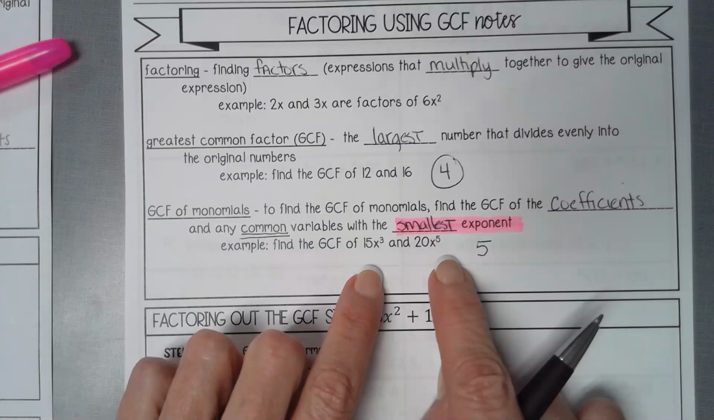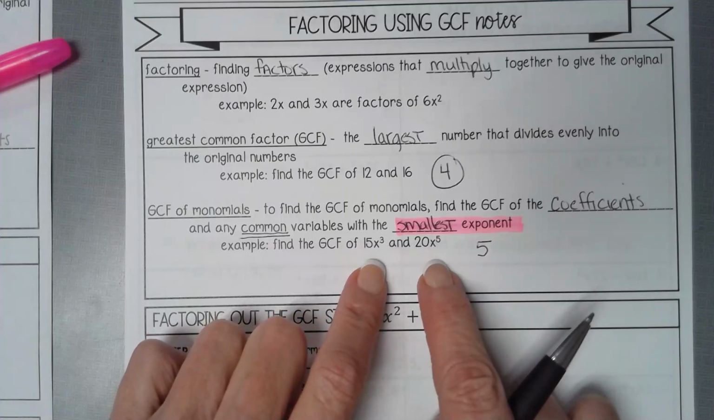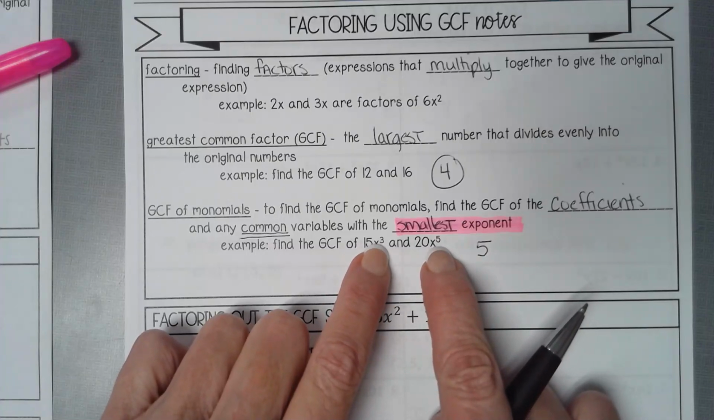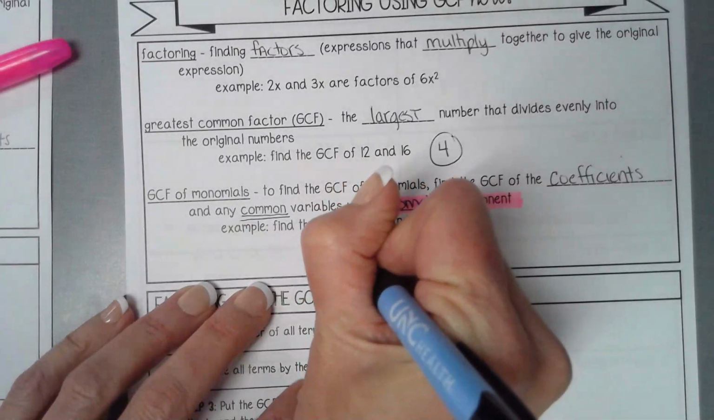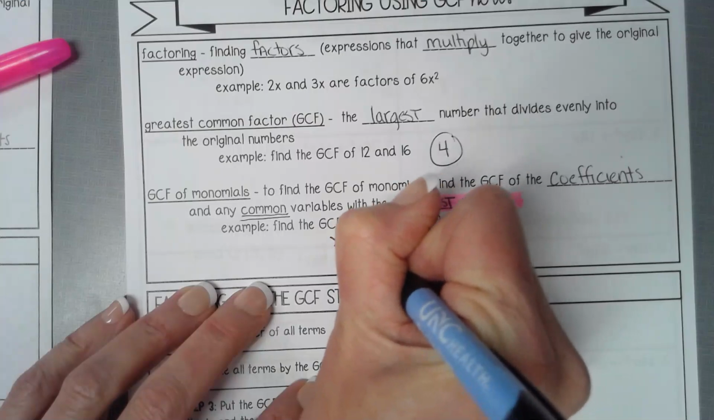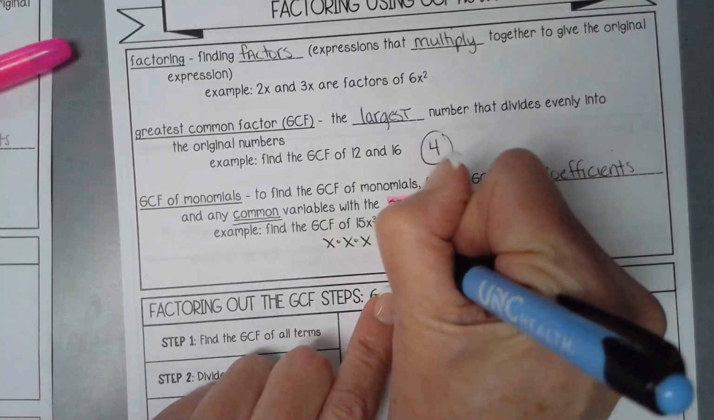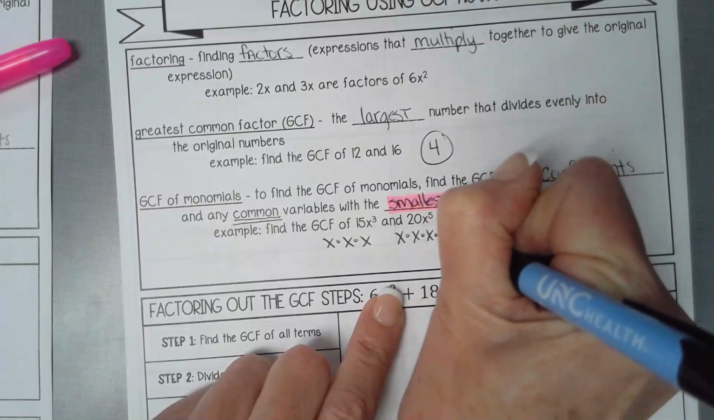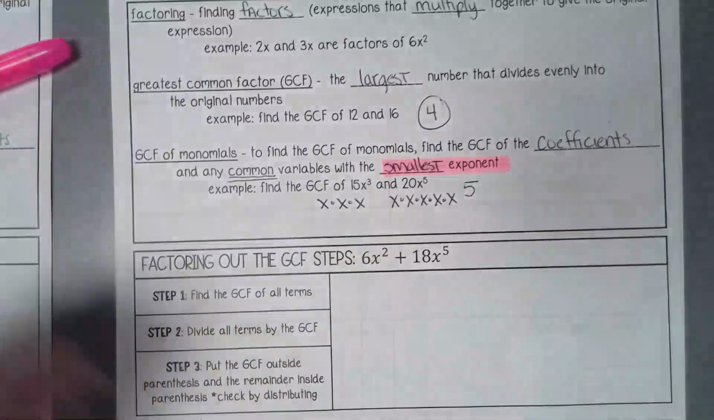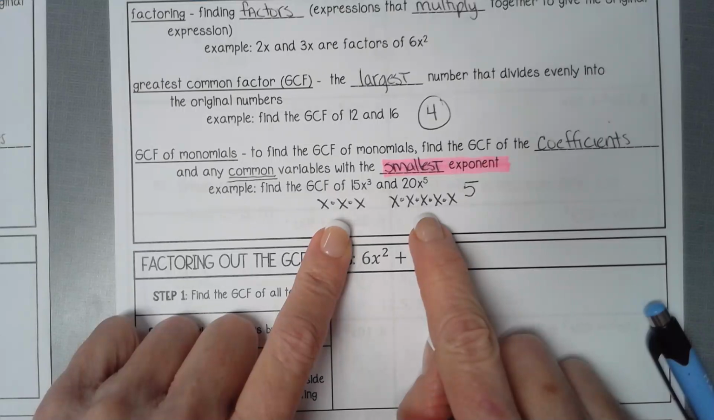The greatest common factor is the smallest power. I'm going to say again, the greatest common factor is the smallest power. And let me show you why. x to the third is x times x times x. x to the fifth is x times x times x times x times x. You might want to write this down. So what do they have in common?